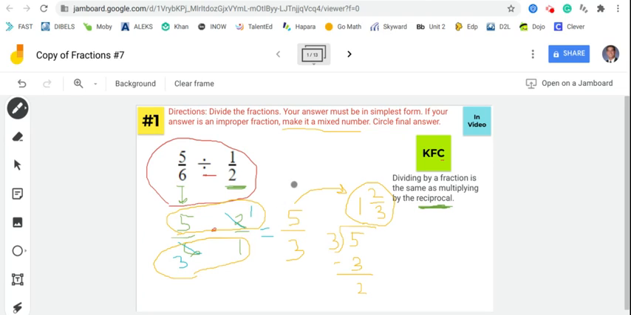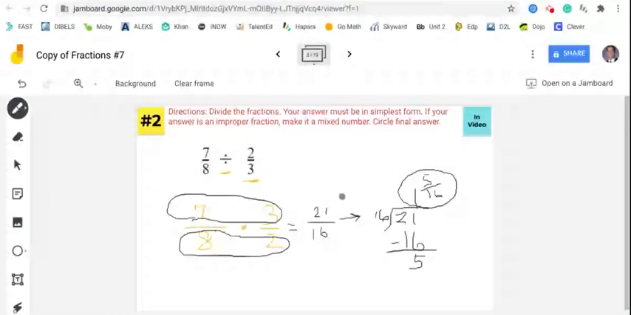Okay, notice also when dividing fractions, like I said, I multiplied by the reciprocal. And when we're multiplying fractions, I do not need a common denominator. Okay, I only need a common denominator when adding or subtracting fractions.